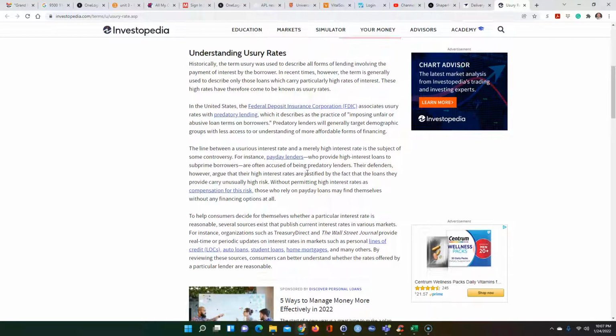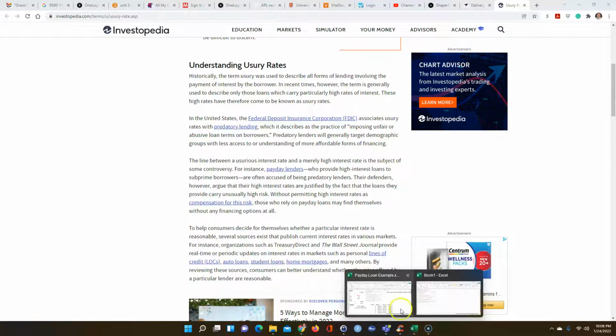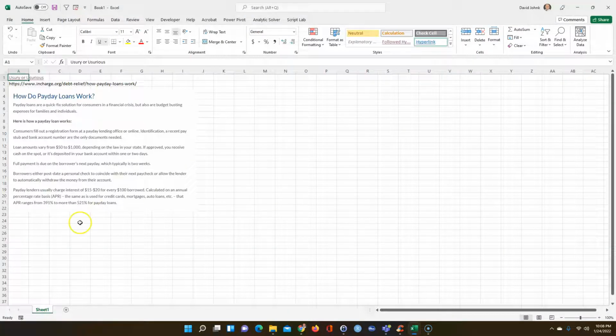So the question is, it says right here, defenders of payday loans argue that the high interest rates are justified by the fact that the loans they provide carry unusually high risk. Someone willing to do a payday loan to pay that type of interest might be risky, right? So they have to charge a higher interest rate. So what I want to do is let's just go ahead and do an example.